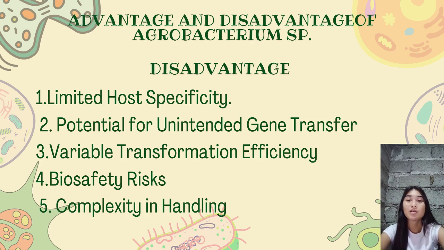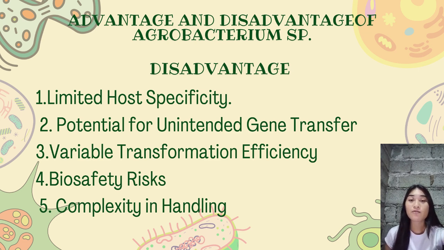For the disadvantages, despite its many benefits, the use of Agrobacterium also presents several limitations. Number one, limited host specificity. Agrobacterium naturally infects dicots and only a few monocots. It is less effective in cereals like wheat and maize unless the bacterium or host plants are genetically modified. This restricts its application in some major food crops.